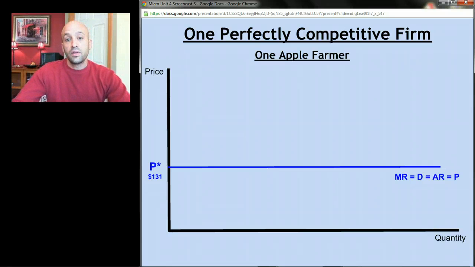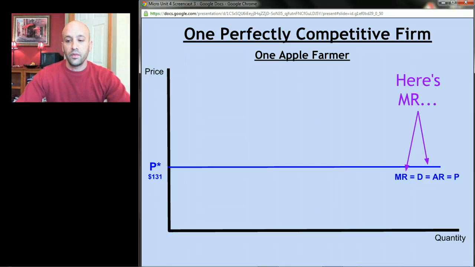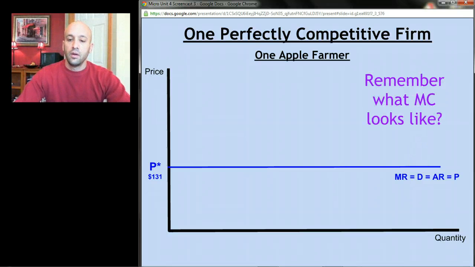Now the approach says go up to the point where marginal revenue equals marginal cost. And we already have marginal revenue in the graph. It's that line, right, equal to price at $131. So to use this approach, what we have to do is incorporate the marginal cost curve into this graph. Do you remember what marginal cost looks like? Maybe? Little hint?